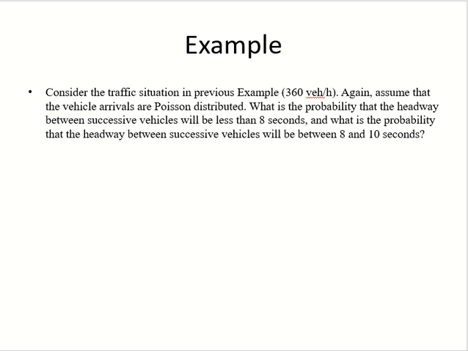Consider the same situation, 360 vehicles per hour. Again, assume the vehicles are following Poisson distribution. What is the probability that the headway between successive vehicles will be less than 8 seconds? And what is the probability that the headway between successive vehicles will be between 8 and 10 seconds?